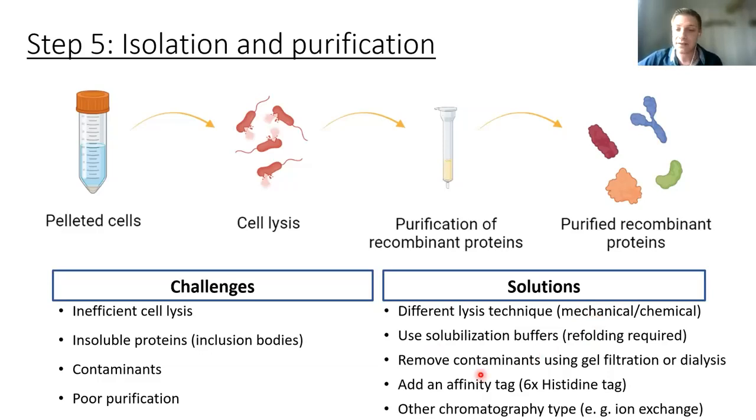You could remove contaminants using the gel filtration technique or dialysis to remove, for example, imidazole salts. And to overcome the poor purification, you could add an affinity tag. This is the famous 6X histidine tag that works with affinity chromatography. This is a really good technique to purify your protein of interest. And if this is still not working, there are also many other chromatography types, such as ion exchange, for example.